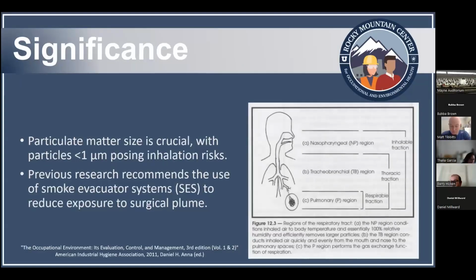If we remember from our IH class, the respirable fraction is typically smaller than 10 micrometers, the thoracic fraction less than 20, and the inhalable fraction less than 100. So at a size of 0.07, it's very tiny, so it can reach the deepest level of the respiratory tree.